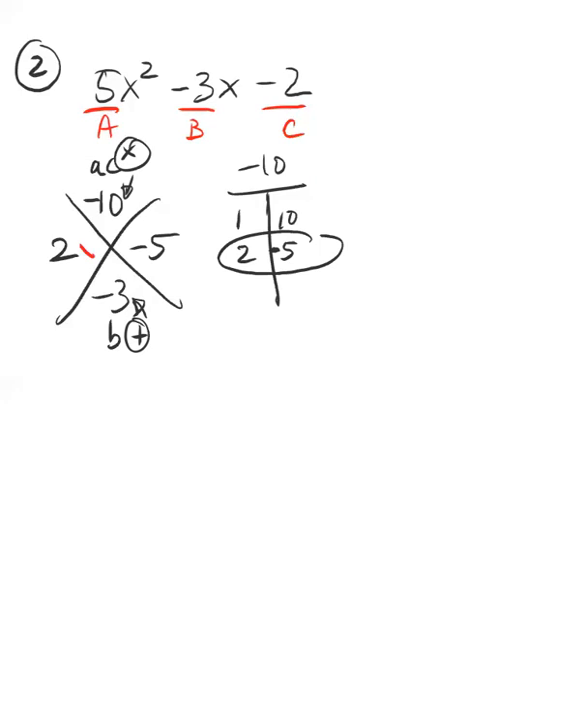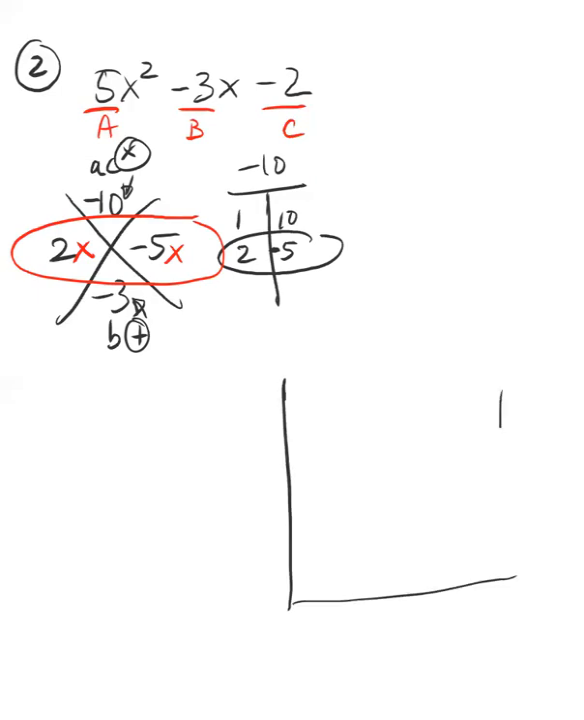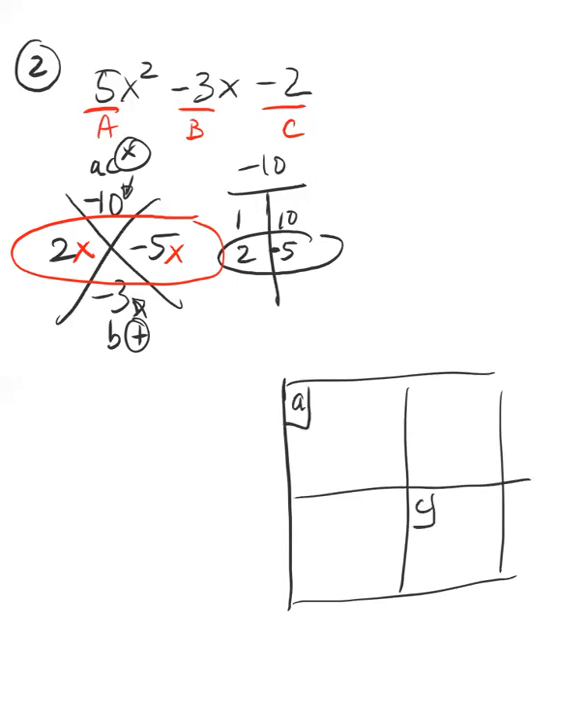Ultimately, remember, these guys do have x's here. All right, so again, I'm going to draw a big box. And this is why it's the X box. Again, this is where A goes, and this is where C goes. A was what? 5x squared, that's my A term. My C term was -2.